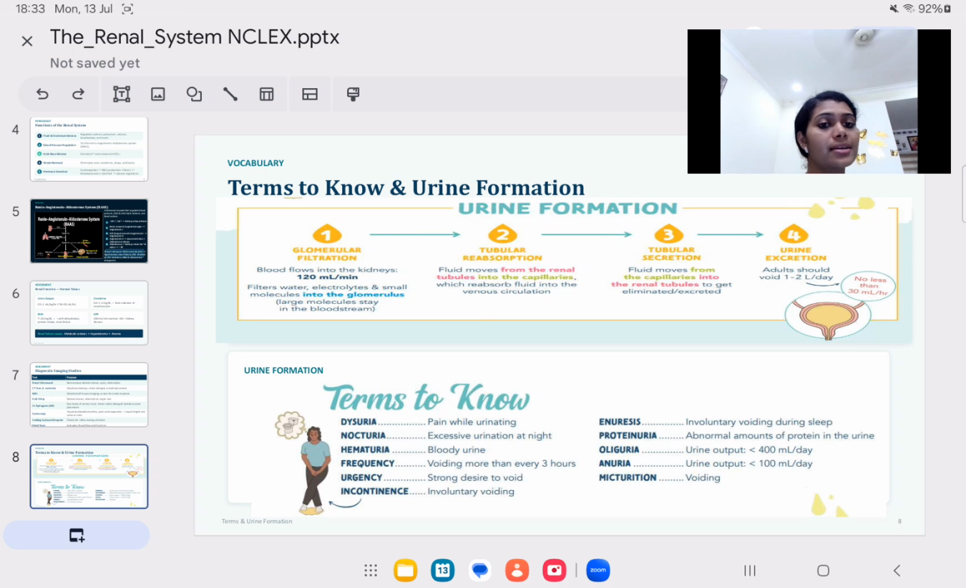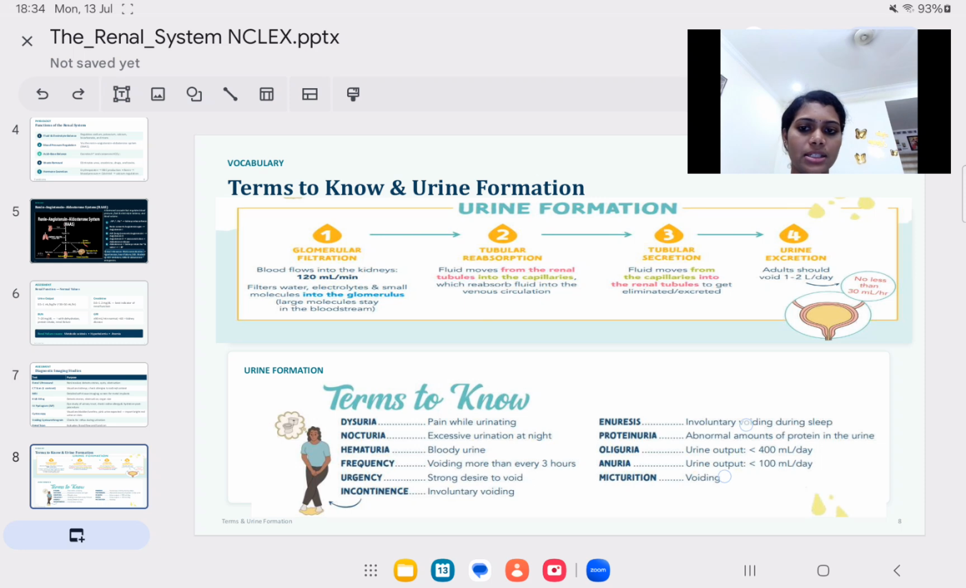Then the third step is tubular secretion. Fluid will be moved from the capillaries into the renal tubules and get eliminated. Urine is formed, and we are eliminating the urine. We are producing 30 to 70 ml of urine per hour.